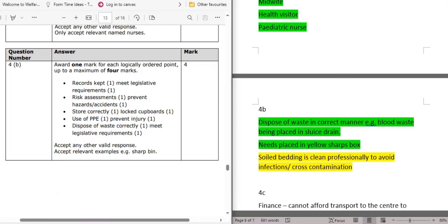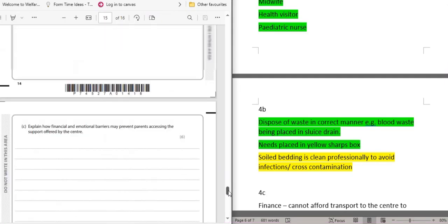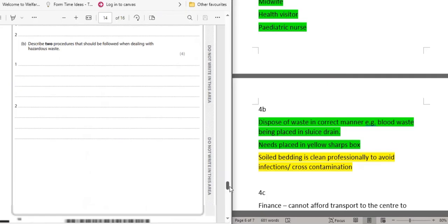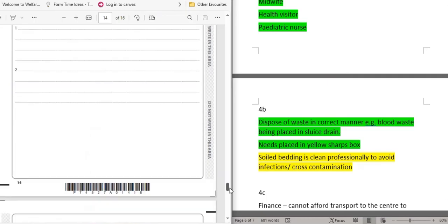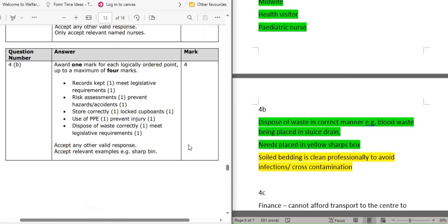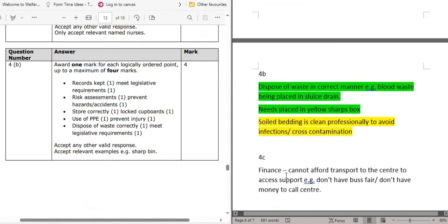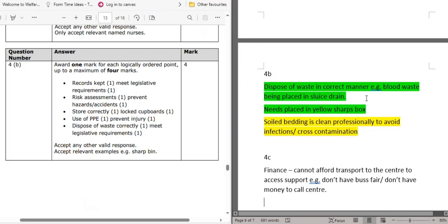And let me just review the question. Did I read the question wrong? So there we go: describe two procedures that should be followed when dealing with hazardous waste. And again, I suppose that makes sense. They've gone down the route of what is the process, what would you do, what are the things you need to do. I've gone down to more the practical, but I'll give myself half the marks, give myself 2 out of 4 for that.